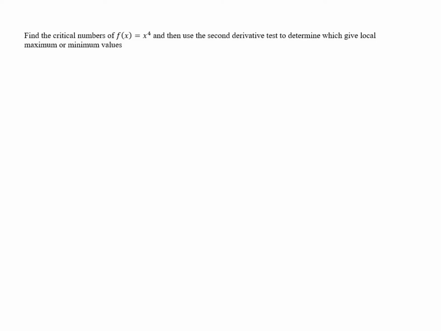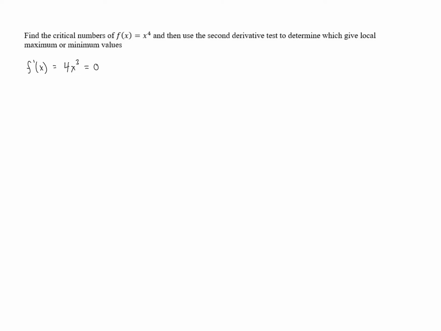Find the critical numbers of f of x equals x to the fourth and use the second derivative test to determine which give local maximum or minimum values. So to find the critical numbers, we need to look at the first derivative, and the first derivative of x to the fourth is 4x cubed.